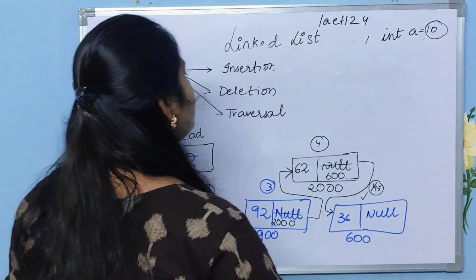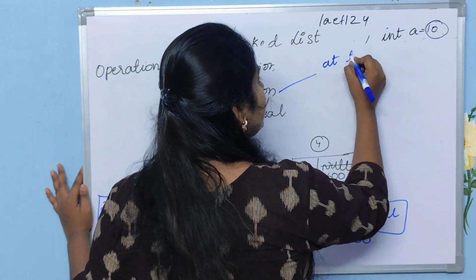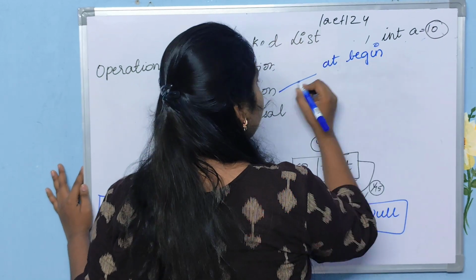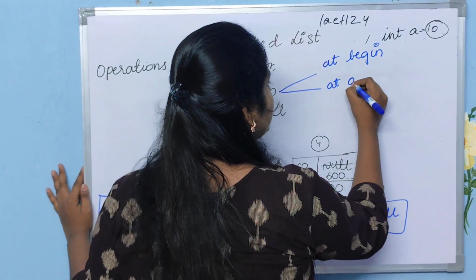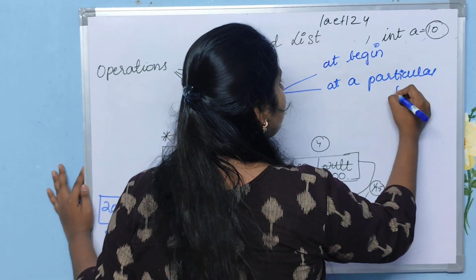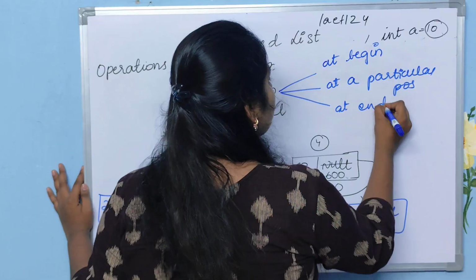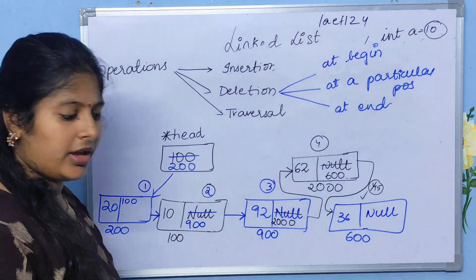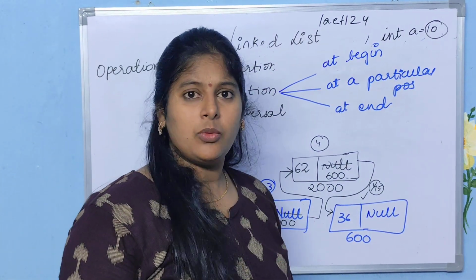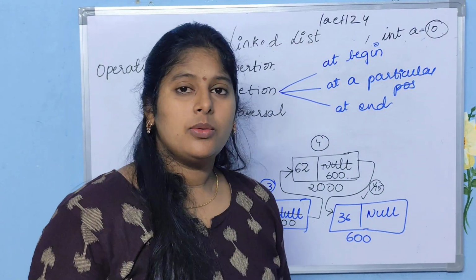So, deletion of elements can be done in three ways. That is, at beginning, at a particular position, and the third one is at end. Okay. First, we'll be seeing what is meant by deletion at beginning. Okay. What is meant by beginning?